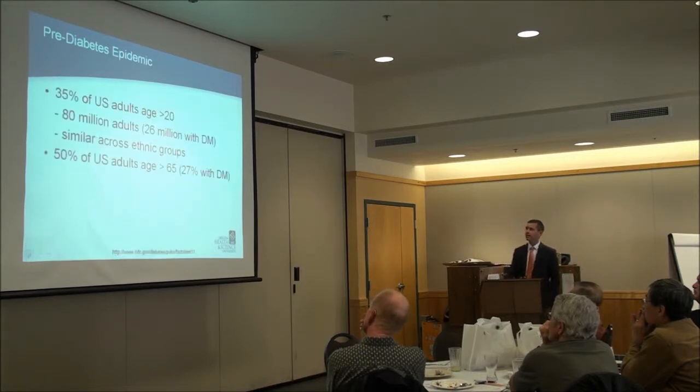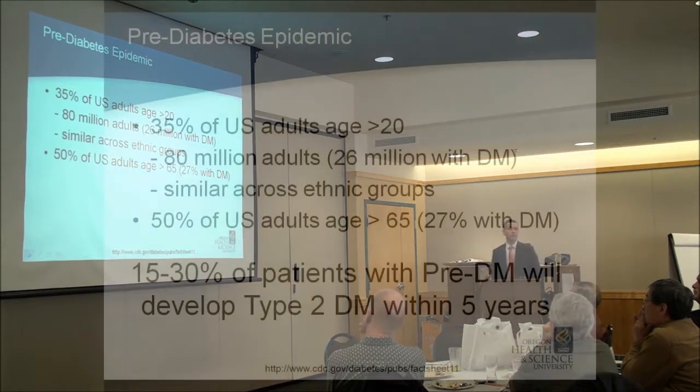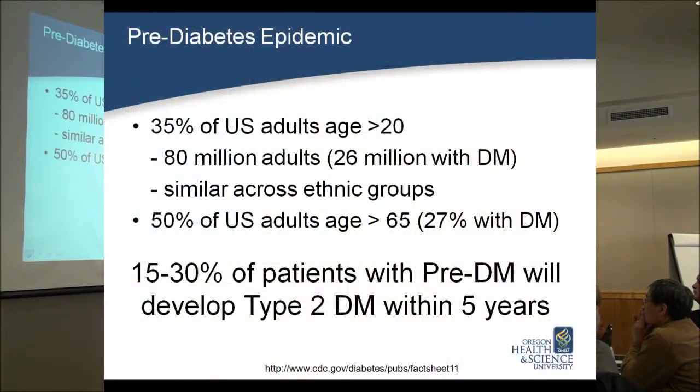So what's the pre-diabetes epidemic? Well, it's 80 million adults, while diabetes is 25 million adults. Oh my gosh, it's staggering. So we're talking about over a threefold increase in those that have just pre-diabetes. 50% of U.S. adults over the age of 65 have pre-diabetes, while about 25% are diabetic. So this is a staggering number of individuals that are at elevated cardiovascular risk.